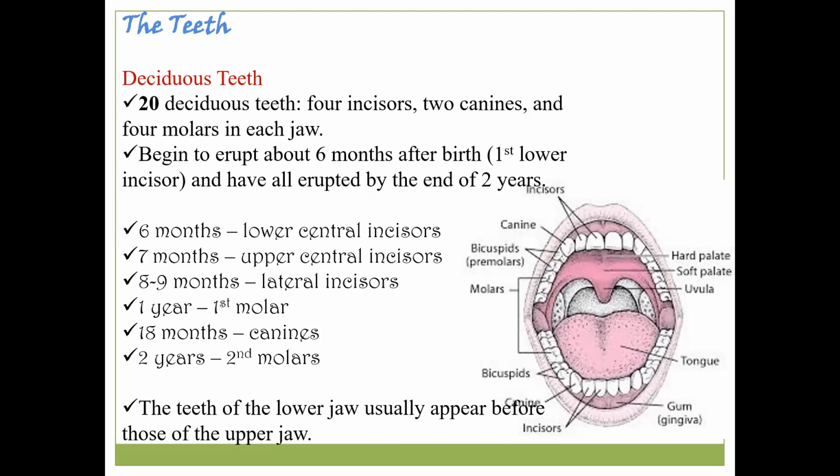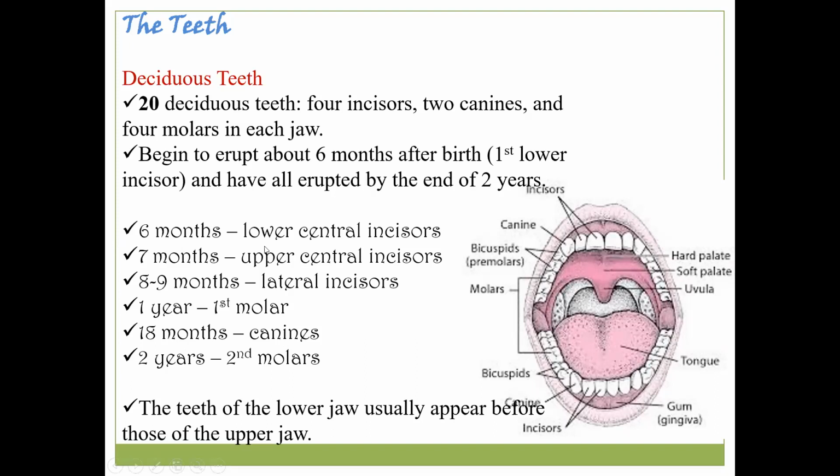So you have 20 deciduous teeth, 4 incisors, 2 canines, and 4 molars in each jaw. So you have to roughly memorize these time durations when you will get your deciduous teeth.